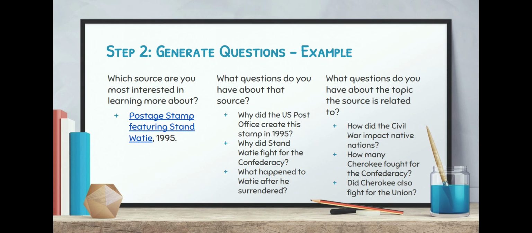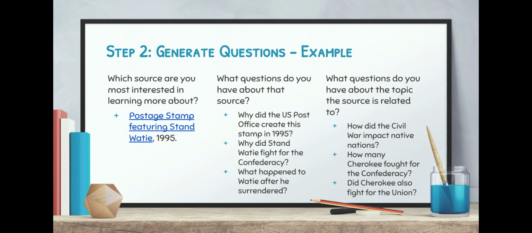The source that I was interested in was the postage stamp featuring Stand Watie. He was a Cherokee Indian and the last general to surrender for the Confederate States of America. Here's the stamp. Based on this source, I came up with these questions.